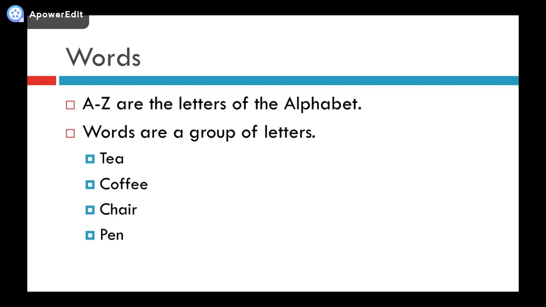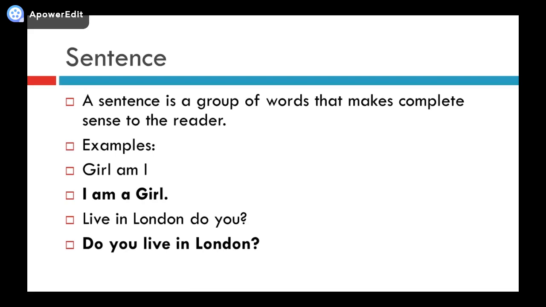Okay. Next slide. What is a sentence? Now a sentence is a group of words that makes complete sense to the reader. It should make complete sense. Please underline and make it bold so that you know what is a sentence. It should make complete sense.